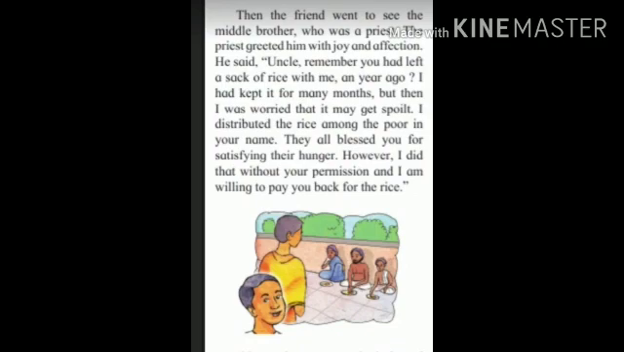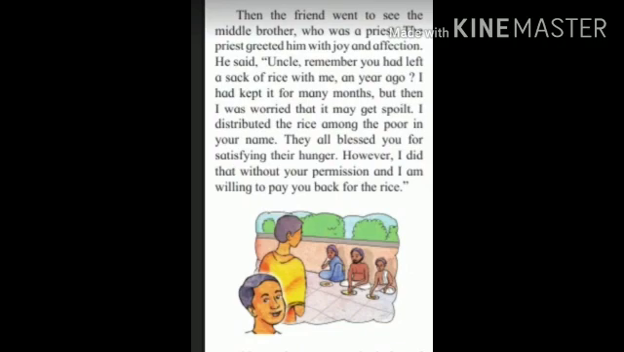I distributed the rice among the poor in your name. Now, dear students, what is meant by distributed? Distributed means to give things in a proper manner to a number of people who are poor. So here the middle brother has distributed the sack of rice among the poor people, taking his father's friend's name, and because of that, let's see what happened: they all bless you for satisfying their hunger.